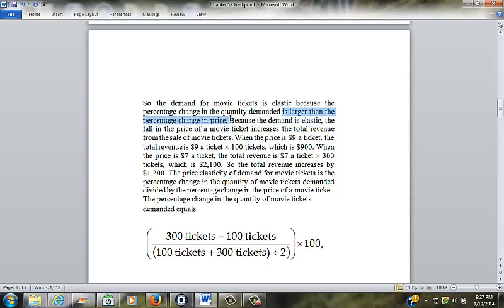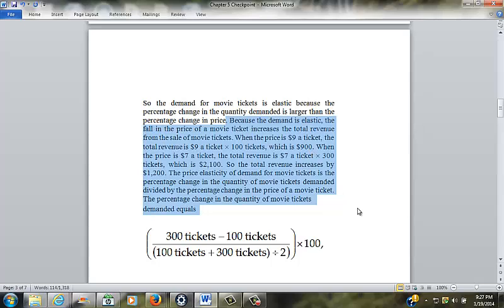The demand for movie tickets is elastic because the percentage change in quantity demanded is larger than the percentage change in the price. Because the demand is elastic, the fall in the price of a movie ticket increases the total revenue from the sale of movie tickets.